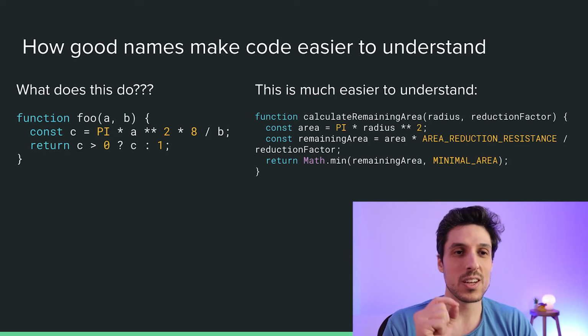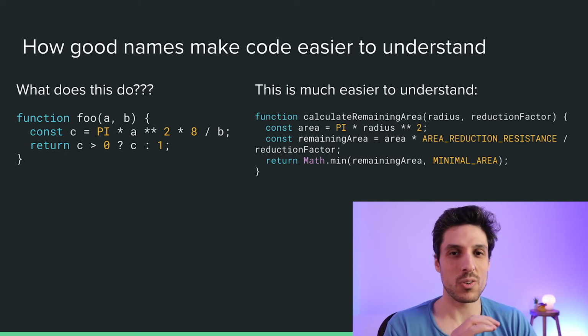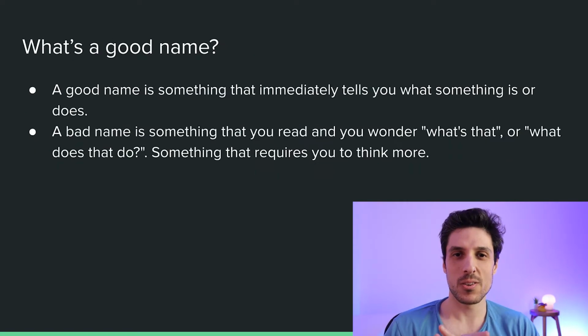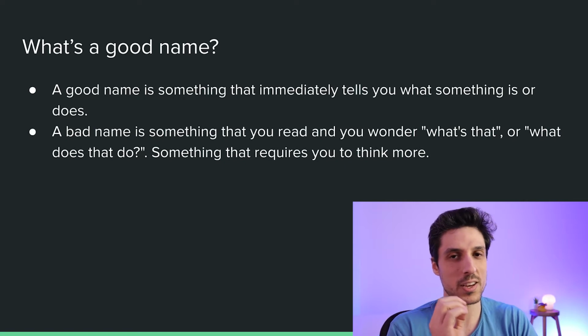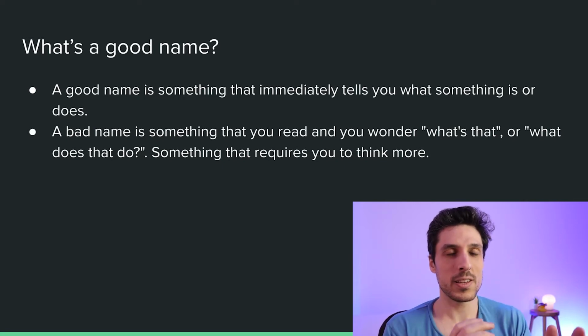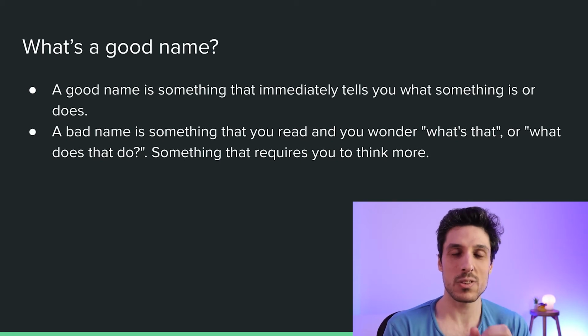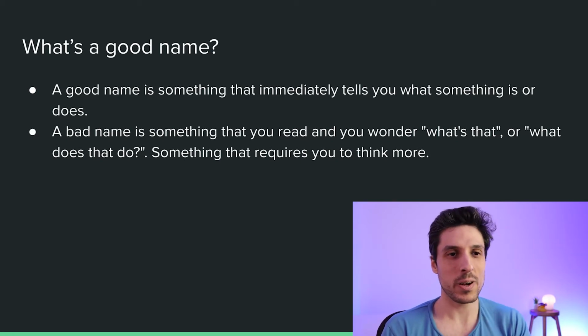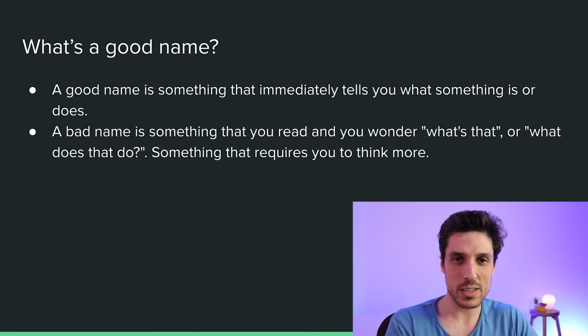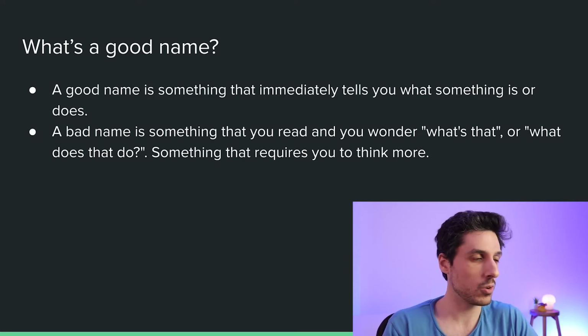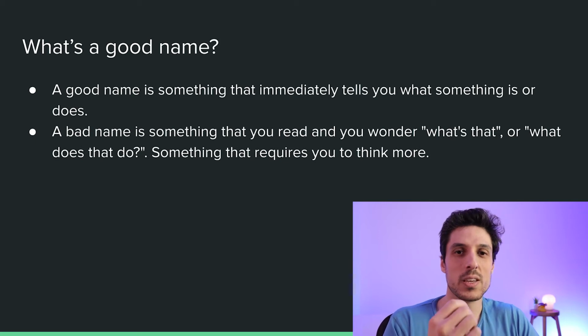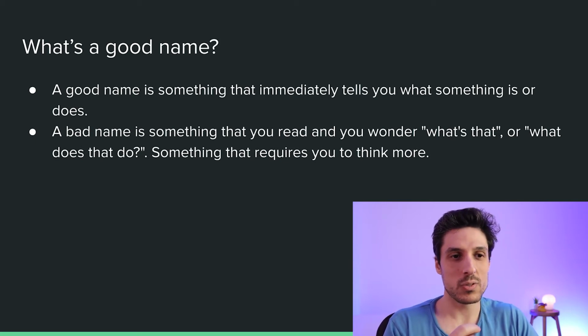Let's move on to general naming tips for all code. All right, so what is a good name? In short, a good name is anything that you read and you immediately understand what it does or what it is or something like that without needing to think about it. In comparison, a bad name is one that you read and you're like, what's that? Or what does that do? If you don't immediately understand, if you need to think about it, then the name should have been more descriptive, so you didn't need to do that.